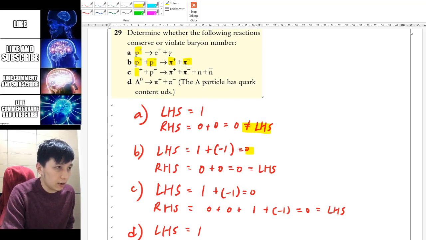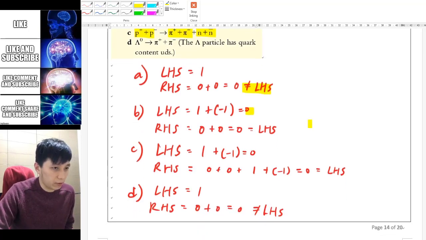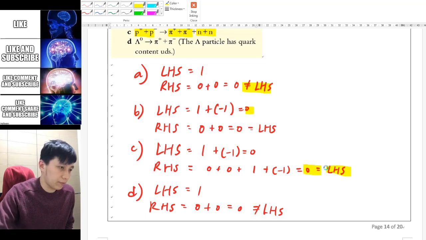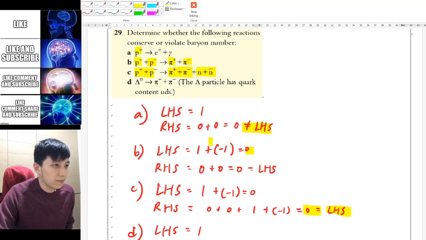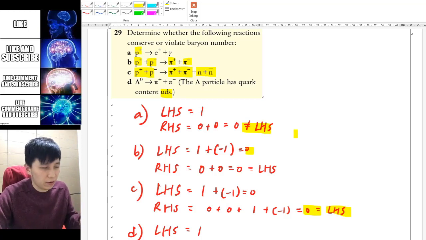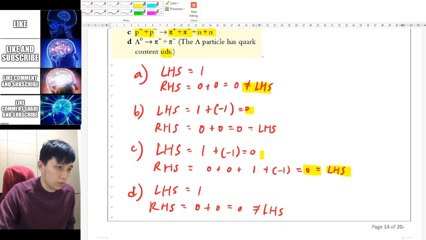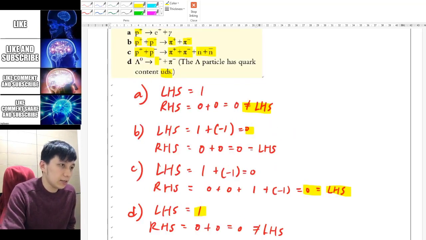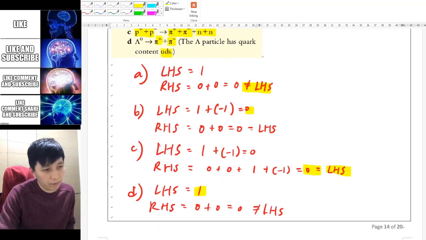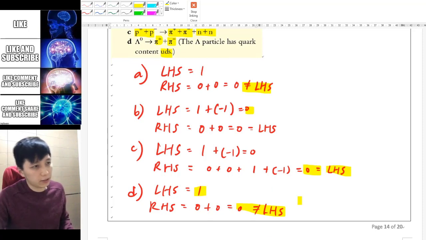For part C, the left hand side is the same, and for the right hand side again, pion will be 0, and then of these two, one will be +1, one will be -1. So eventually it will also be 0. So left hand side and right hand side are both 0. Lastly, for D, this one is a particle that has been given a quark content already, and you can see it's a baryon obviously, because you don't see any anti-quark, so it's going to be 1, or you can try to calculate, that's fine as well. Right hand side, again, these are mesons, so 0 for baryon number, so again it is violated.